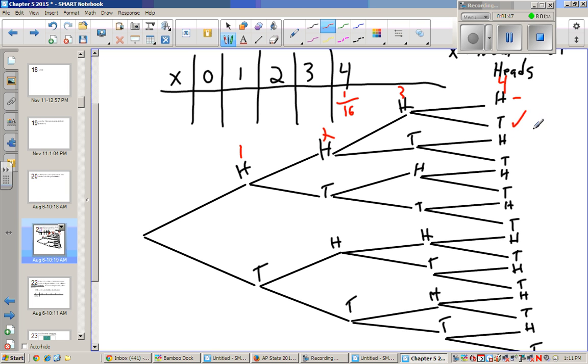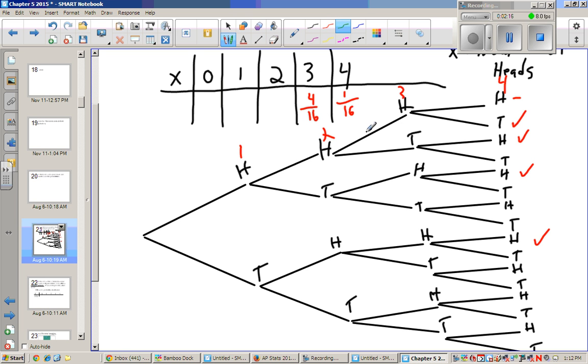The probability of getting 3 heads, well, that happens in this one. So we already have that one taken care of. This one's 3 heads. That one's 2. Here we have 3 heads. And 2, and then from here on out, we only have one more. So that happens 1, 2, 3, 4 times out of 16, which is 0.25 or 1/4.